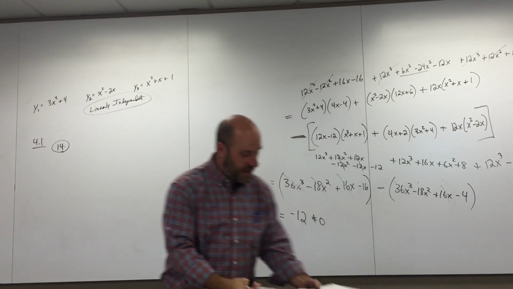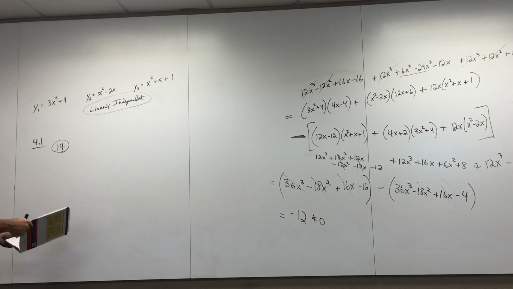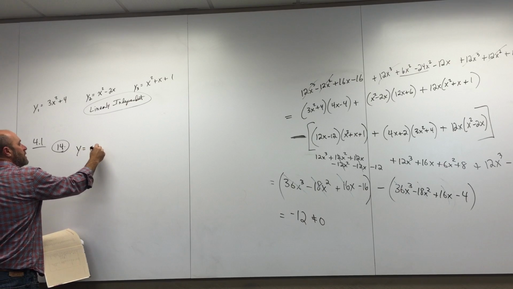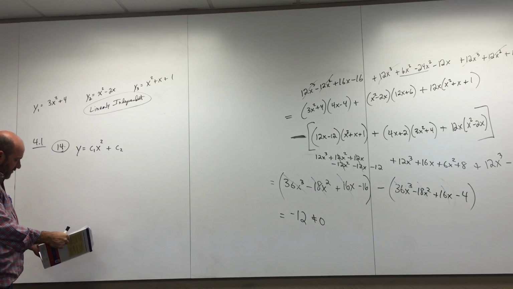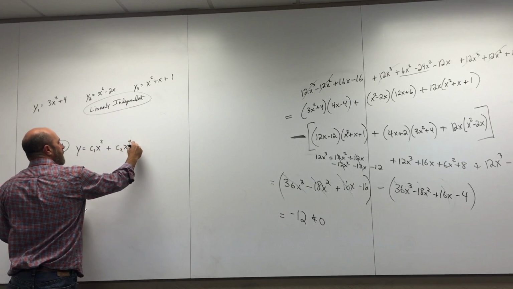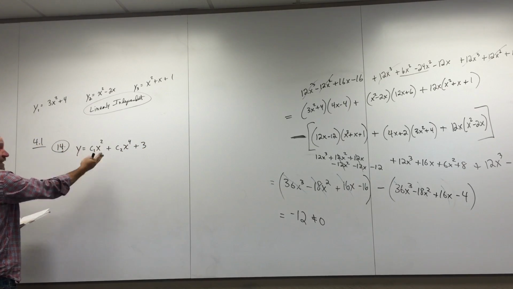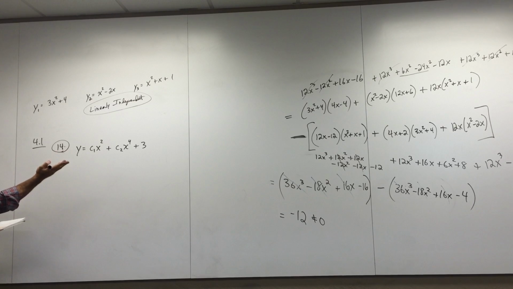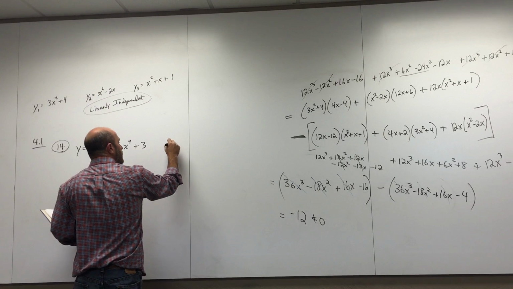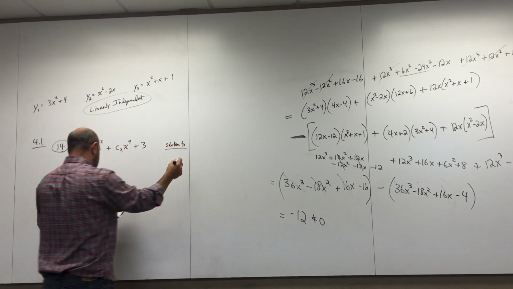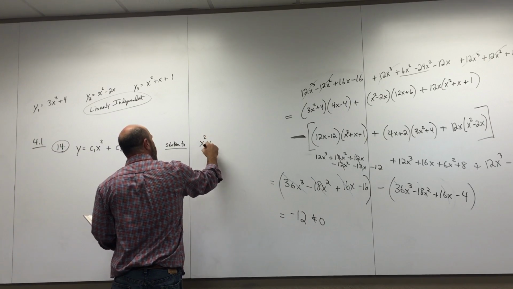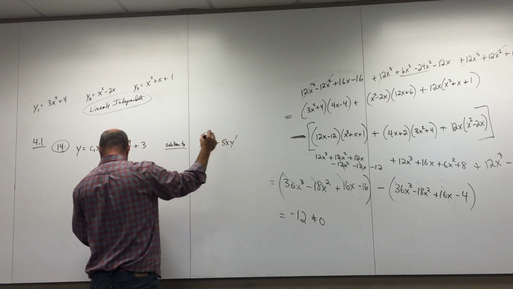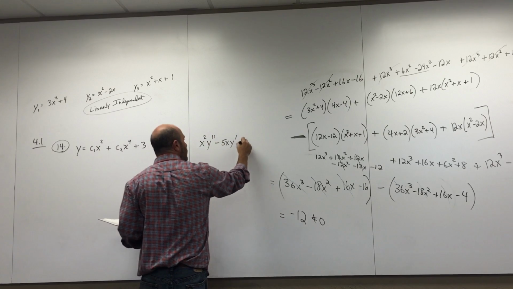And here's what it says. y equals c1x squared plus c2x to the 4th plus 3. That looks like a general solution to a DE. They actually tell me that it's the solution to this DE: x squared y double prime minus 5x y prime plus 8y equals 24.